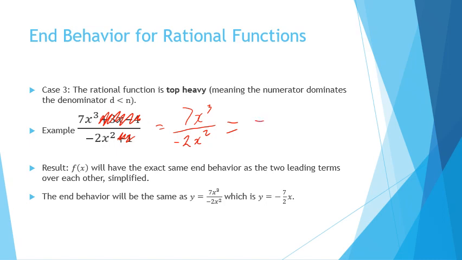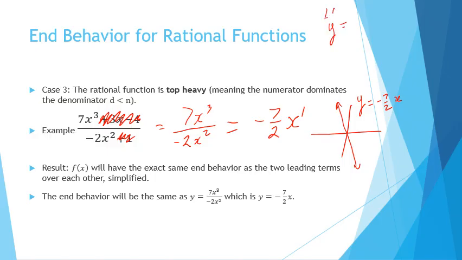So to find the end behavior, simplify this function. We can simplify the coefficients to negative 7 over 2, and then x cubed over x squared is just x to the first. And so this is a linear line, right? It's a negative slope linear line like that. y equals negative 7 over 2x. This is very similar to, remember, lesson 1.6, y equals negative x, which is just that general shape right there.